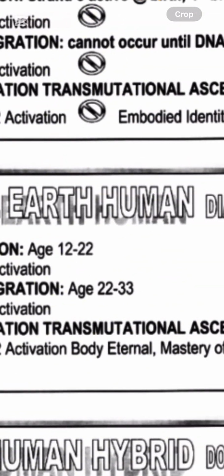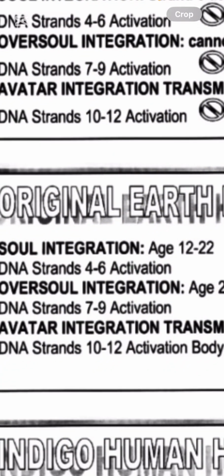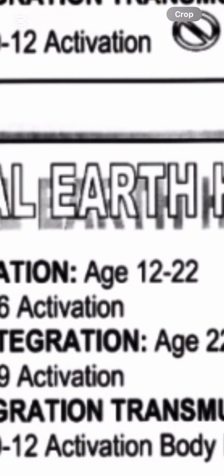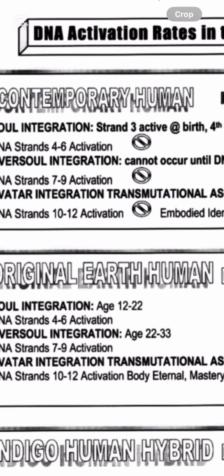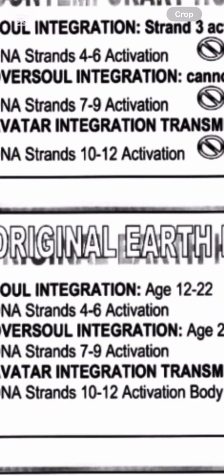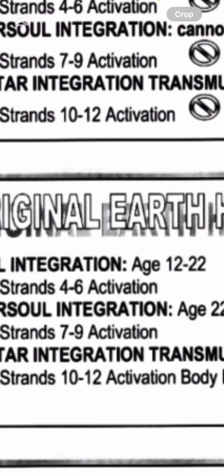Point blank period. Now, the angelic humans, these are the original earth humans. They're a little bit different. They're getting their soul integration at age 12 to 22. So I guess when they were born with 3 strand and nothing really happening, but from age 12 to 22 is when their soul is coming in. So soul meaning 4, 5, and 6.